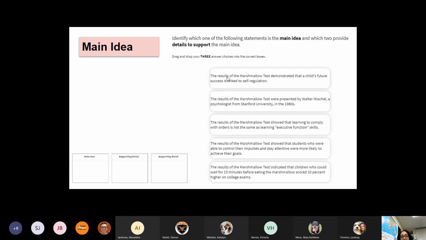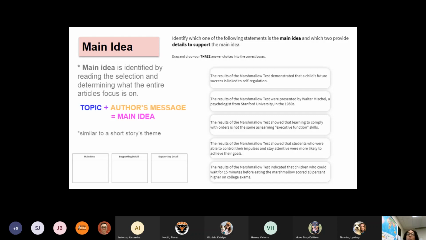You have to identify which is the bigger idea, the umbrella idea, and then which two of the four support that idea. In order to answer this question, we need to have a strategy to first identify main idea. And to feel a little bit like a math teacher, I like to use a formula. And the formula I like to use for main idea is the following. And teachers, maybe you could write this on the board or have students take a picture of it. And that is the following. Topic plus author's message equals main idea.